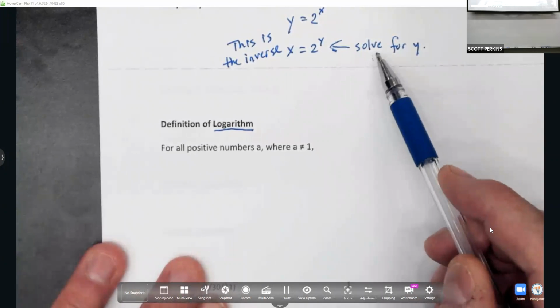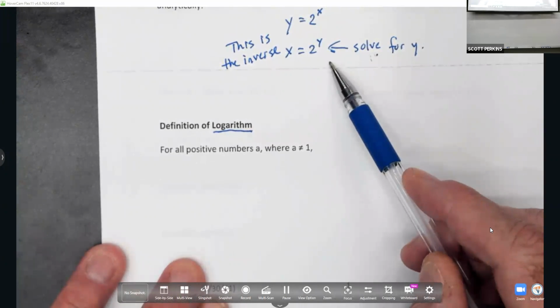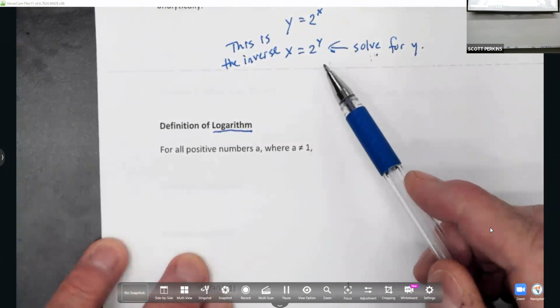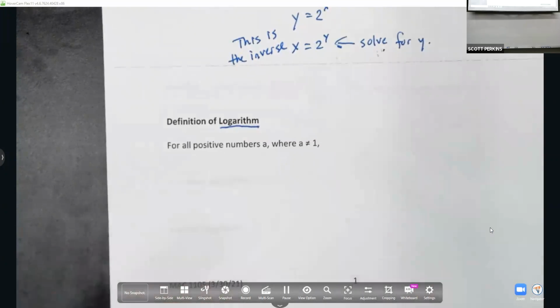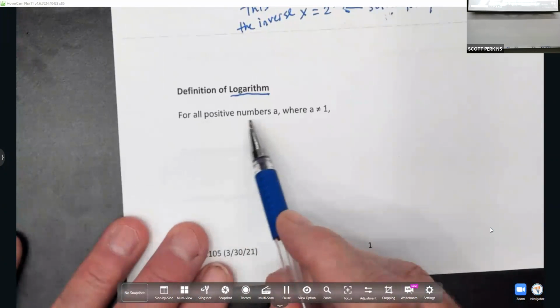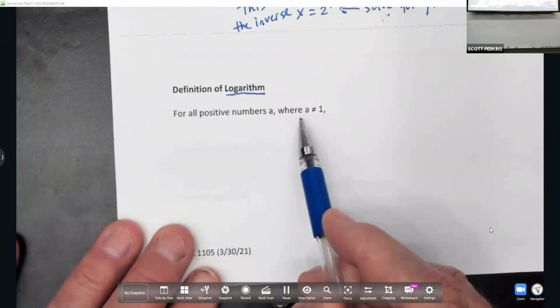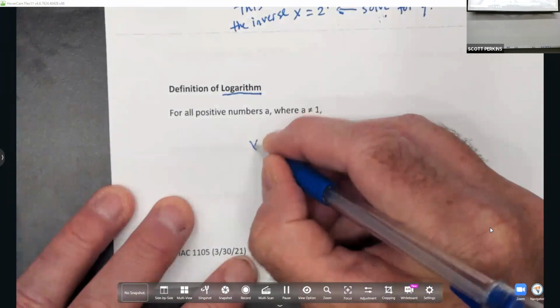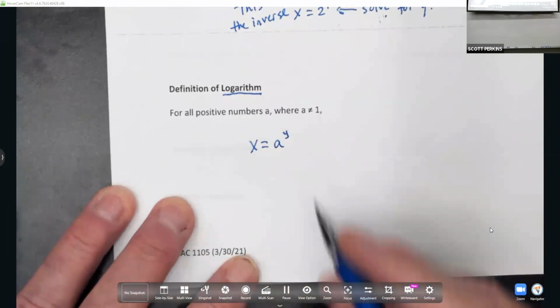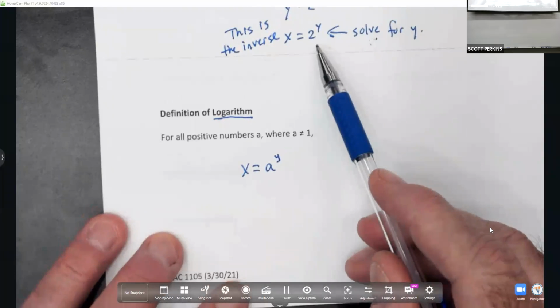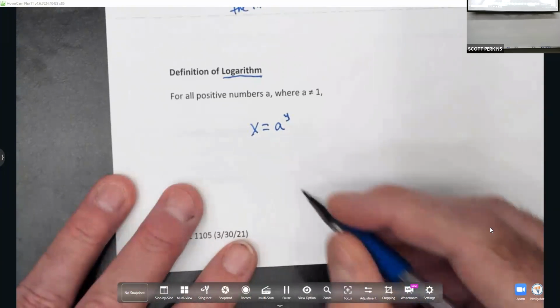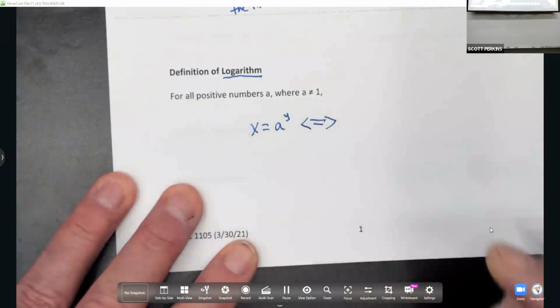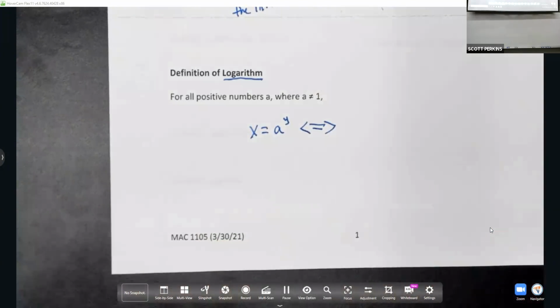I can't solve this for y. I really, really want, as a math person, a way to write this as y equals something. And so to resolve that problem, we make up a definition. It says for all positive numbers a, meaning my base, where a is not equal to 1, the following two things are equivalent. x equal to a to the y, which is the format of what I just have above with my base as 2. We'll come back to that. Is equivalent to, meaning it's the exact same thing. The mathematical symbol for that is an equal sign with arrows on the ends. That means equivalent to, if you've never seen that before.